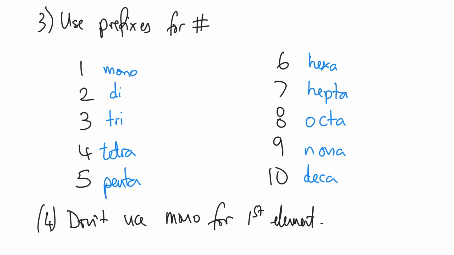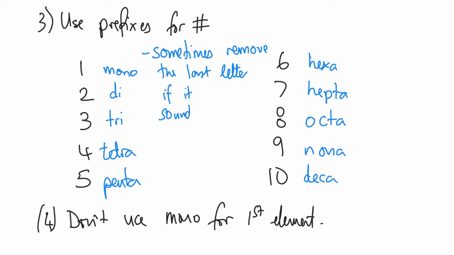And the only other thing is we're going to use the prefixes for the numbers, but sometimes we will remove the last vowel. I guess we should say sometimes remove the last letter, which is a vowel, if it sounds better. Okay, I don't know a better way to say it than that, but let me go ahead and run through some examples and we can go through these rules together.